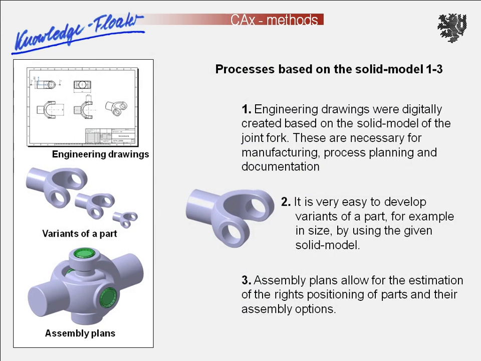Processes based on the solid model. Engineering drawings were digitally created based on the solid model of the joint fork. These are necessary for manufacturing, process planning, and documentation. It is very easy to develop variants of a part, for example in size, by using the given solid model. Assembly plans allow for the estimation of the right positioning of parts and their assembly options.